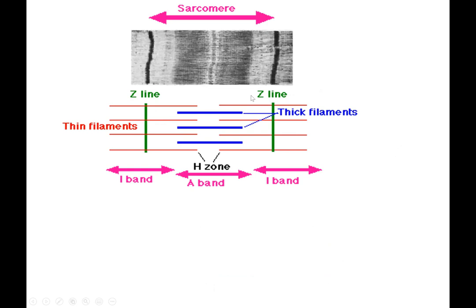And so this is just another view of the same thing. So we've got the sarcomere and we've got all of these different lines and bands. Yes, you do need to know these. All of these things have to be labeled on your project product.